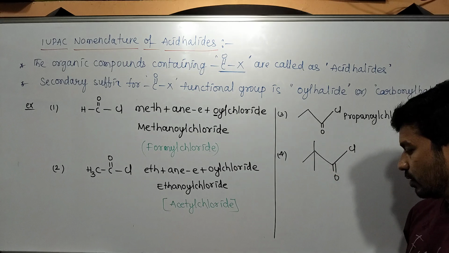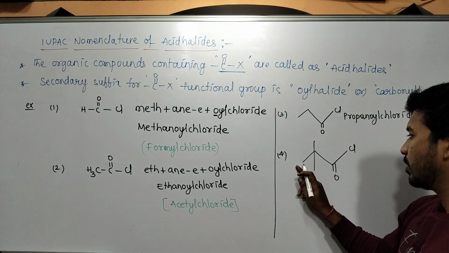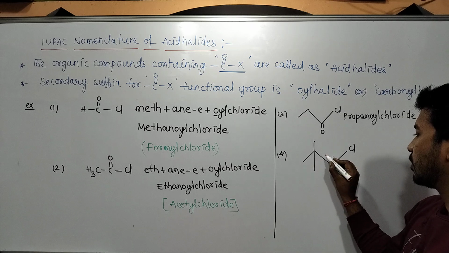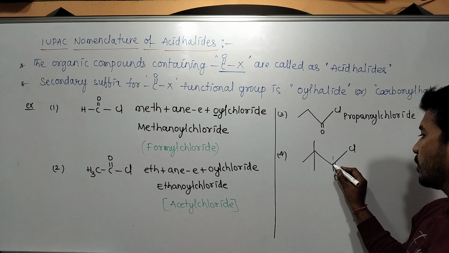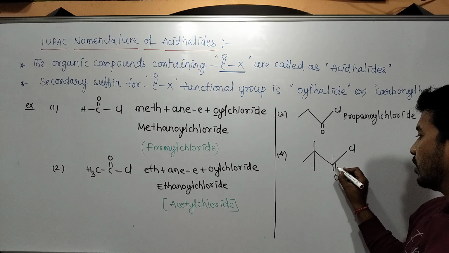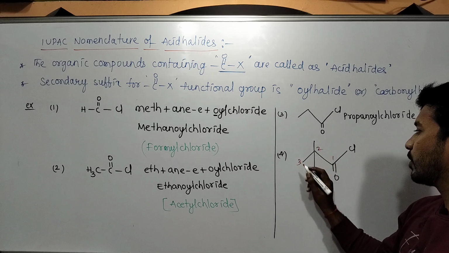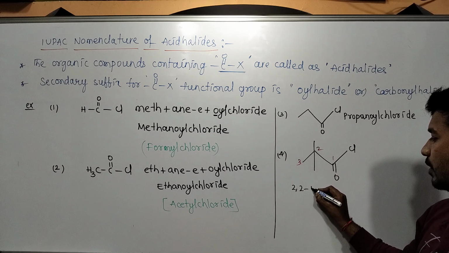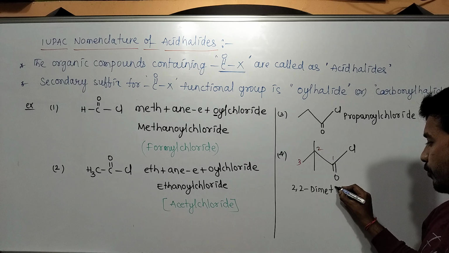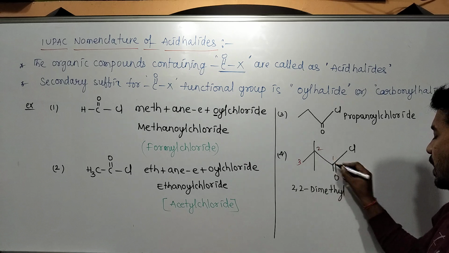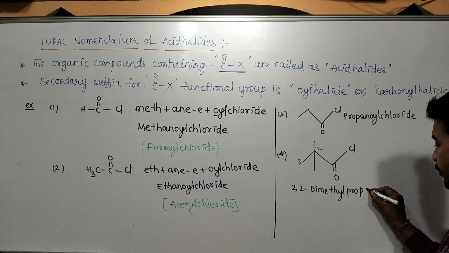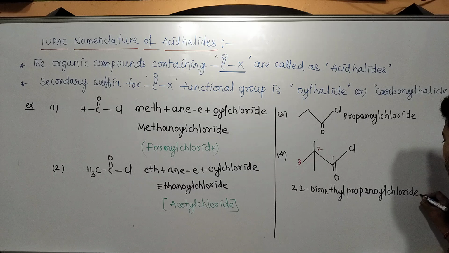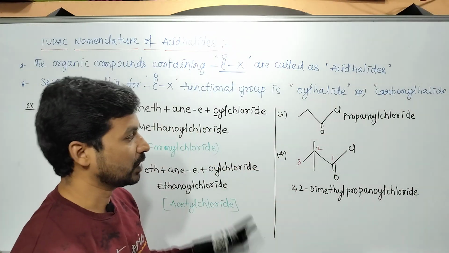If the molecule is like this, here numbering will matter. If you give numbers from left to right, 1, 2, 3. But the functional group carbon should get the minimum number, by that rule 1, 2, 3. I am giving numbering from right to left. 2, 2 dimethyl propanoyl chloride. 2,2 dimethyl propanoyl chloride is the IUPAC name of that molecule.